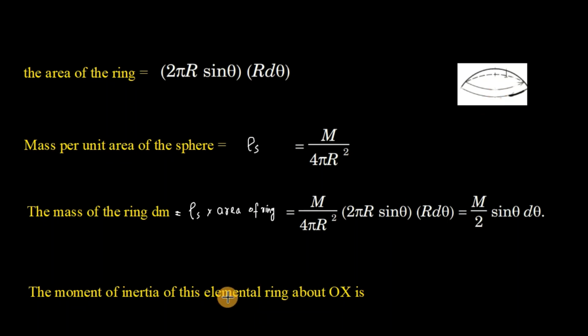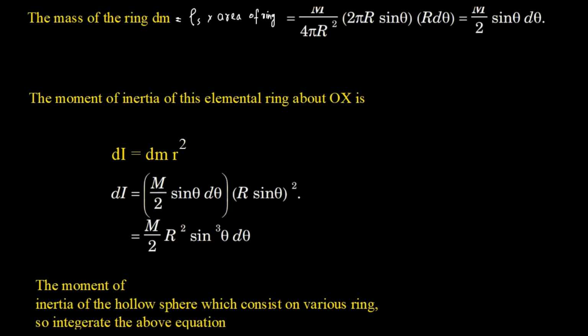Now the moment of inertia of this elemental ring about OX: di is equal to dm into r square, where dm is m over 2 sin theta d theta, the mass of the ring, and r is the radius of the ring, which is r sin theta whole square. So di, the rotational inertia of the small ring, becomes m over 2 r square sin cube theta into d theta.